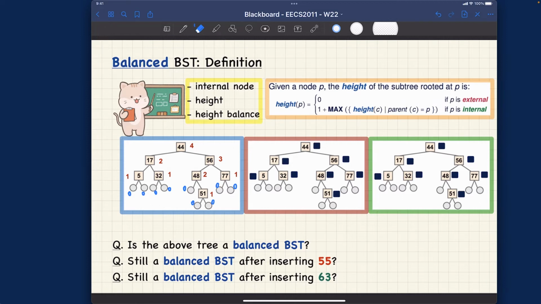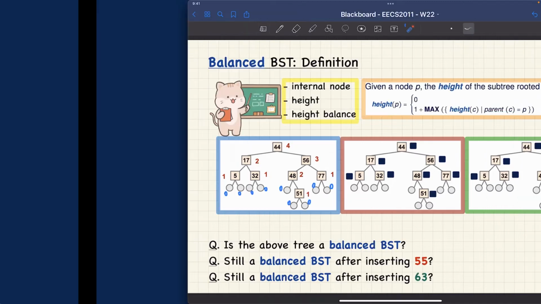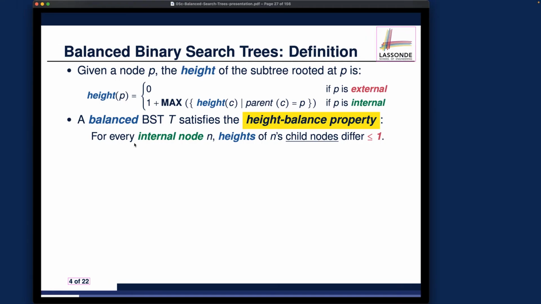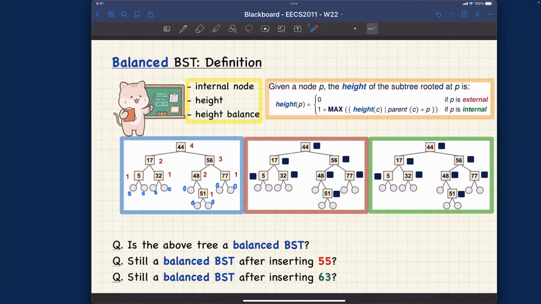The first question over here, is the above tree a balanced BST? According to the definition, let's revisit that very quickly over here. For every internal node, heights of the child nodes differ by less than or equal to 1. Let's check it for every internal node over here. Let me just try to use purple over here. For this internal node here, you can see the heights for their children. The difference is simply just 0, right?